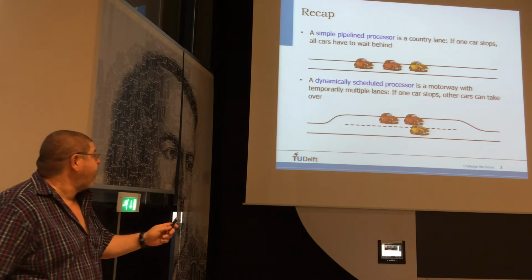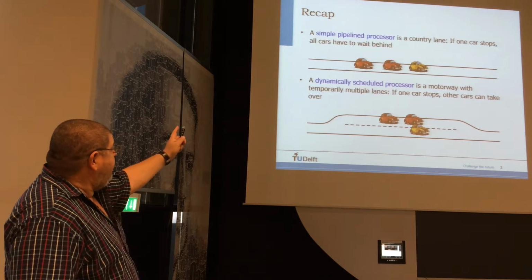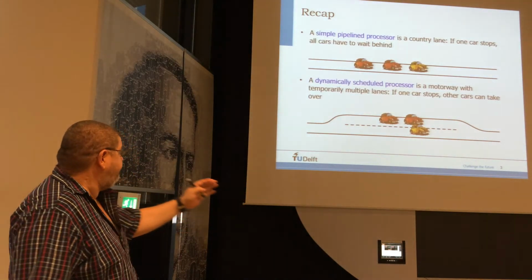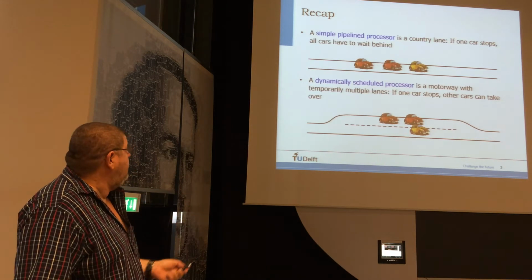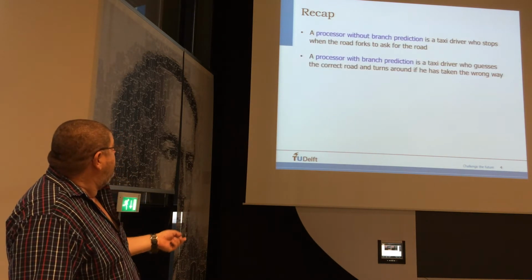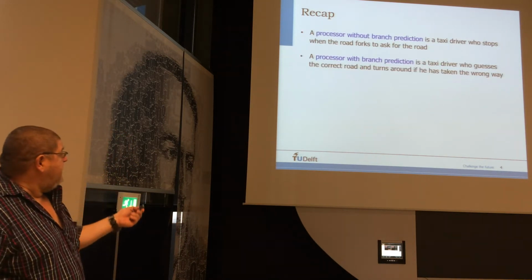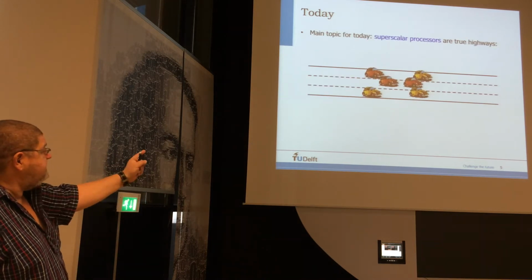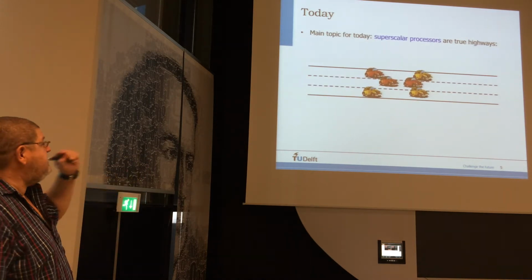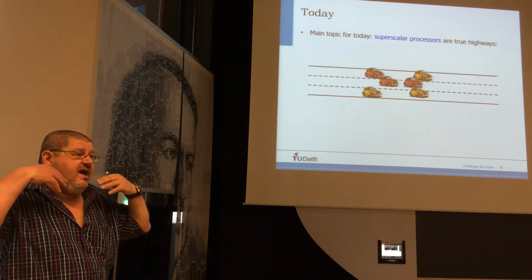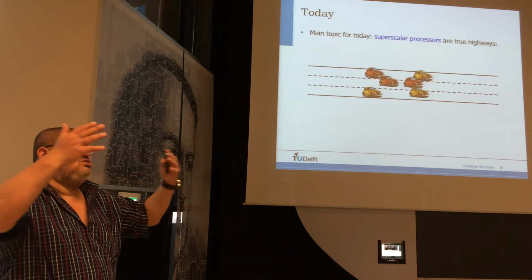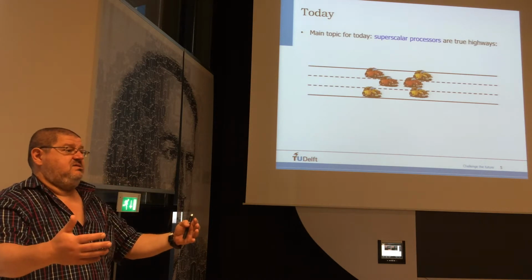It's still running. Then, pipeline, you stay in queue. Dynamically scheduled, you can pass. Then we discuss. Now, this is the real highway. Here we have a superscalar processor which can actually issue instructions in a wider base.